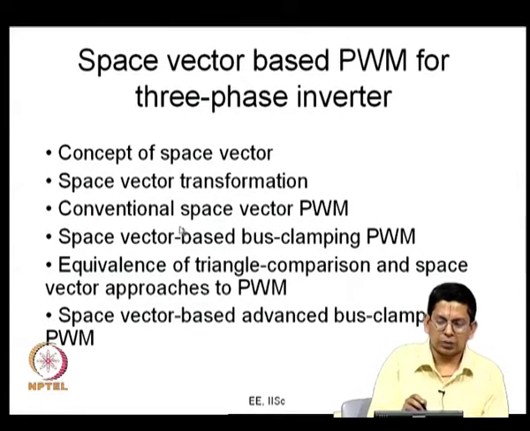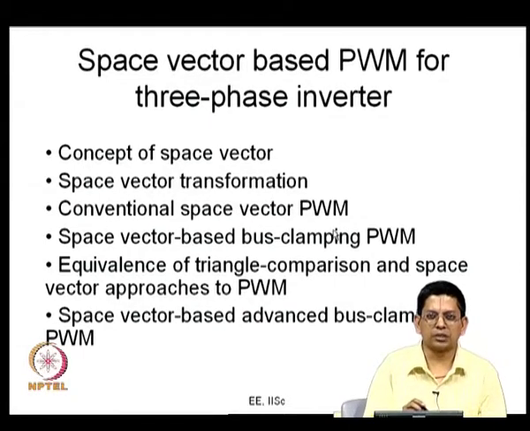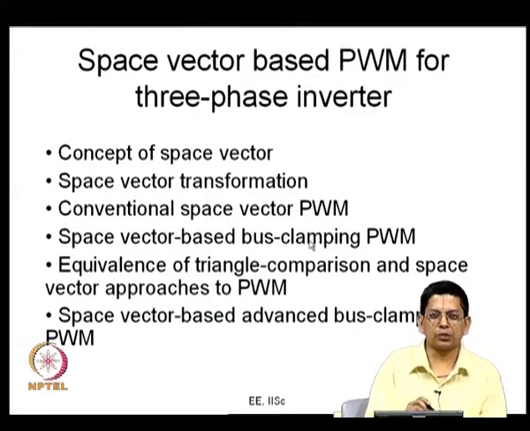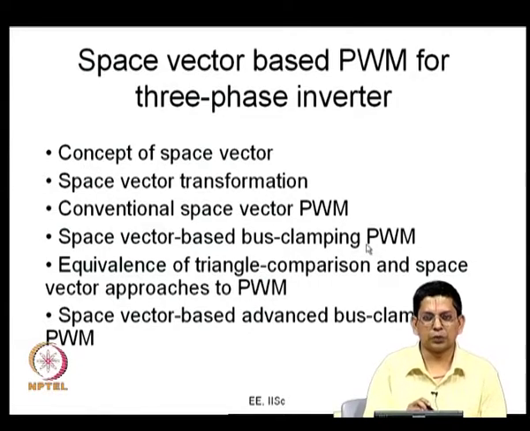So, conventional space vector PWM, I would say, is as popular as sine triangle PWM, if not more popular, and in fact its benefit compared to sine triangle PWM is that it can give a higher amount of AC side voltage for the same DC bus voltage. Whatever advantage we got with third harmonic injection, a similar advantage you can get with this conventional space vector PWM also. So, we will be discussing this conventional space vector PWM now.